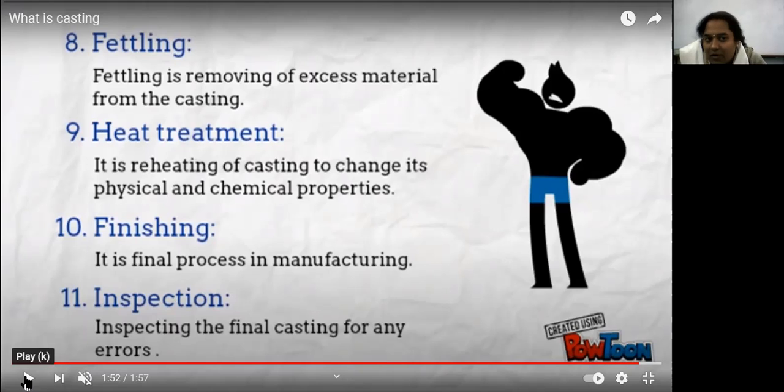Now you know what casting is and what the 11 steps involved in casting are. This is what you will be doing in the next videos. You will learn what the tools of casting are, then the types of sand involved in casting, and how to make patterns also in the next videos.